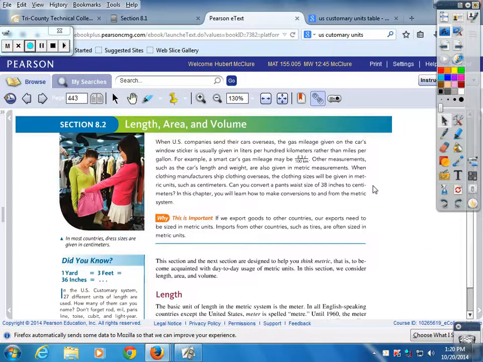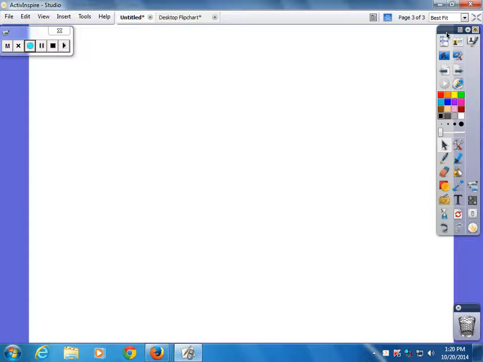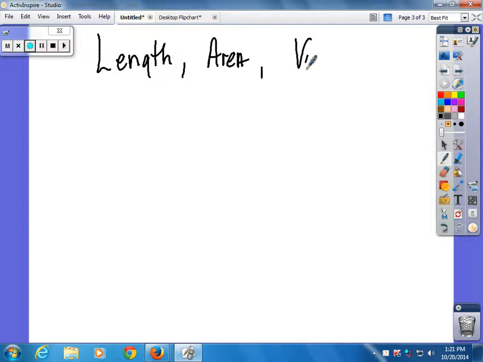I'll give you a good way to know the difference between the two. Length, area, and volume. Length, I hope I spelled that right. Area and volume. Now, these two are pretty much self-explanatory, but this right here, we're going to put perimeter under it. All right?